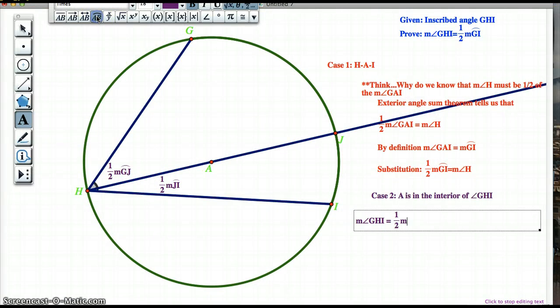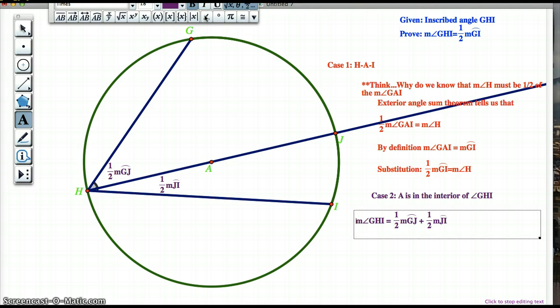I don't know if that's happening to you each time, but sorry about all that zooming in and zooming out if it is.